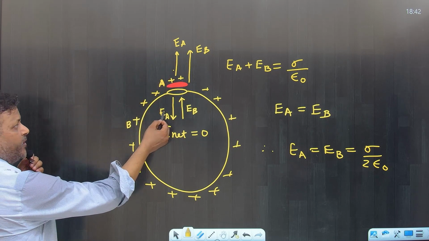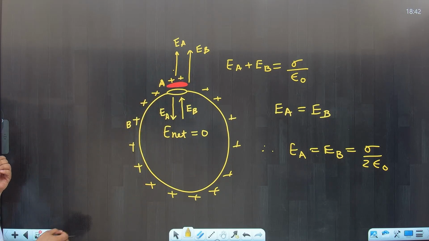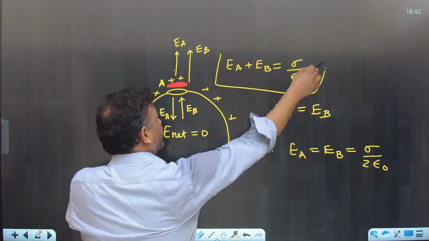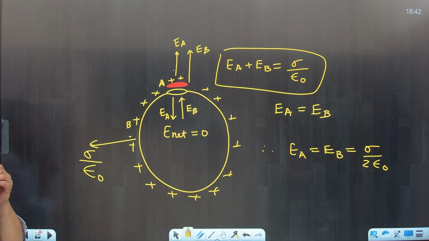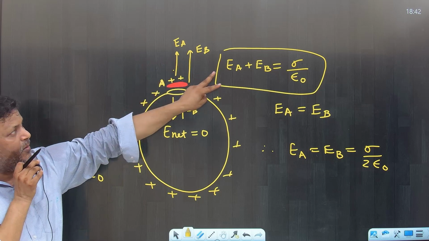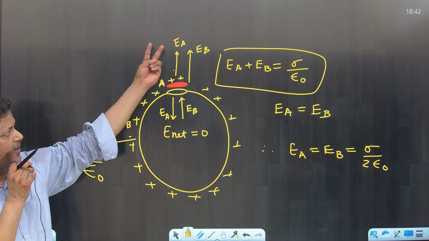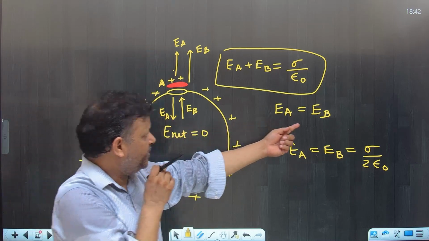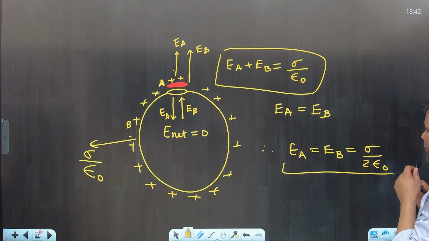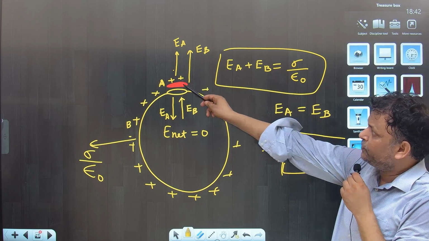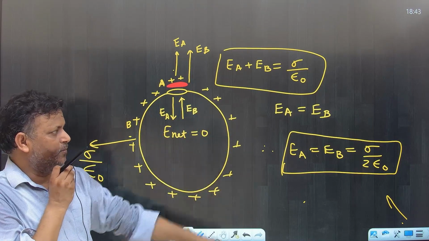And here they are cancelling out, EA and EB give 0, and just outside they will add up and give a resultant, and that will be sigma by epsilon. You know that electric field just outside the sphere is sigma by epsilon, right? So these two, A and B, together give sigma by epsilon. Inside they cancel out, outside they add, so EA is equal to EB. Together they are giving sigma by epsilon, so EA is EB is sigma by 2 epsilon. So whenever some patch is removed, the electric field due to the remaining part of the sphere will be sigma by 2 epsilon, right?